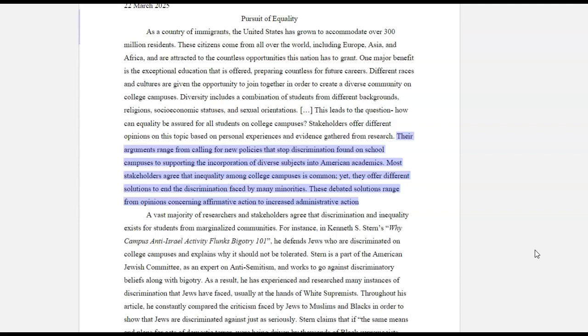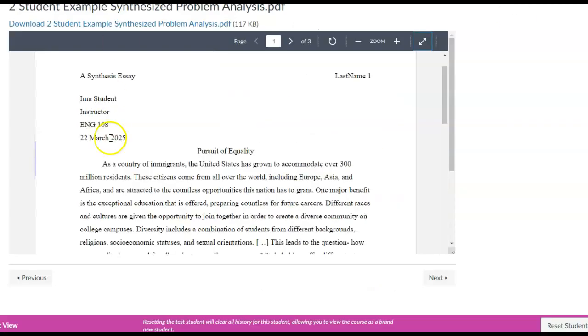Most stakeholders agree that inequality among college campuses is common, yet they offer different solutions to end the discrimination faced by many minorities. These debated solutions range from opinions concerning affirmative action to increased administrative action. Okay? And so again, it's on the stakeholders or the experts or the authors. That's who you are describing. That's who you're basing your assessment of what the problem looks like on, based on what they have to say. I'm going to come back to these in just a minute.